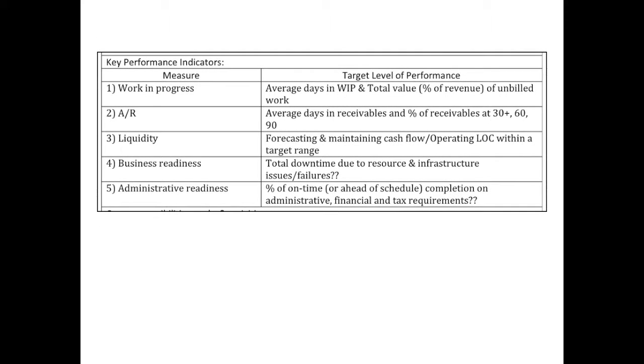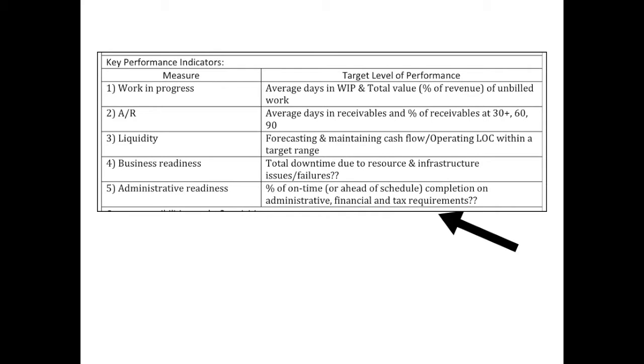Let's just zoom in here. Okay, so now beyond just the accountabilities, we build on that with specific key performance indicators, or KPIs, that relate back to those outcomes. At least in most cases, they relate back completely or perfectly. In some cases, there's a bit of broadness, but in this case, they're fairly related. So first, we would identify 5 measures on the left-hand side. In this case, the things that we're going to measure are work in progress, accounts receivable, liquidity, business readiness, and administrative readiness. And again, these relate right back to those 5 outcomes.